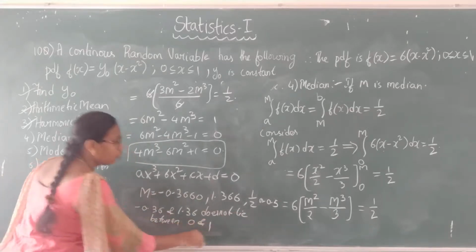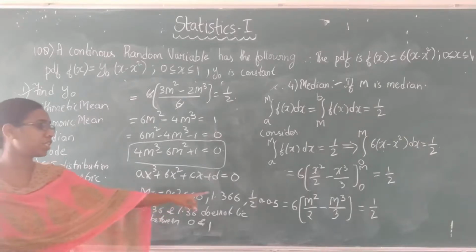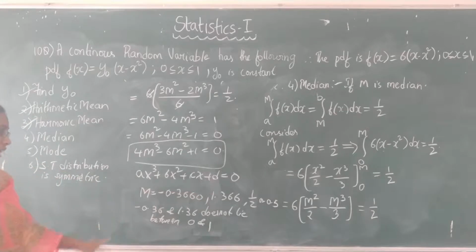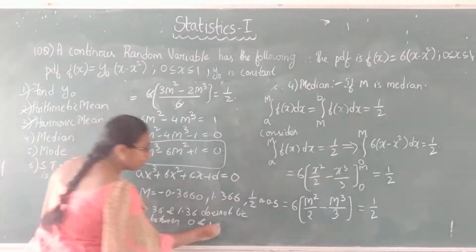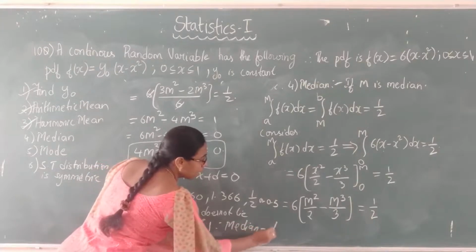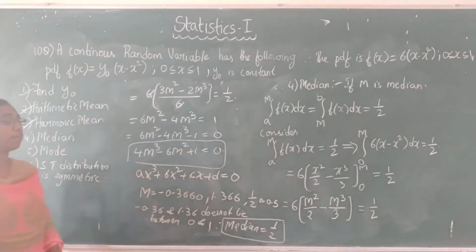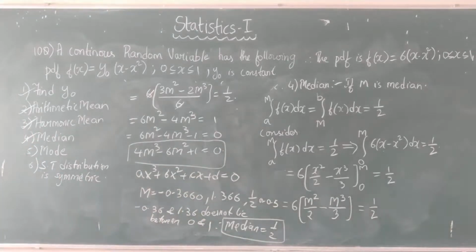0 to 1, because in our question the limits are 0 to 1. Your median should also lie between 0 to 1 only. So these two values do not lie between our given limit 0 to 1. Therefore median is equals to 1 by 2, that is 0.5. So we got the median also. Next we will find the mode value.